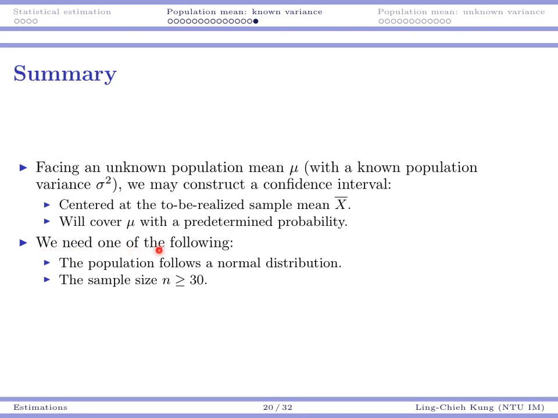Don't forget that we need one of the following to be true. The population must follow the normal distribution, or the sample size should be greater than or equal to 30. The first case is for the sample mean to be normally distributed. And the second is for us to apply the central limit theorem so that the sample mean is approximately normal. That's about this part.